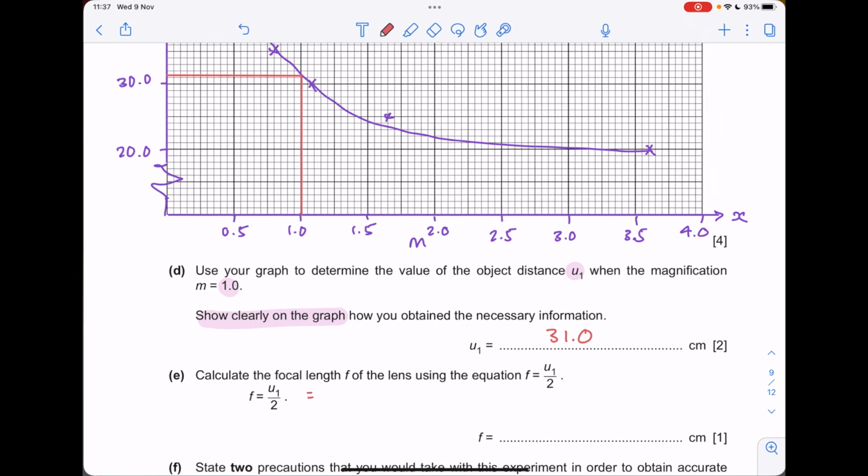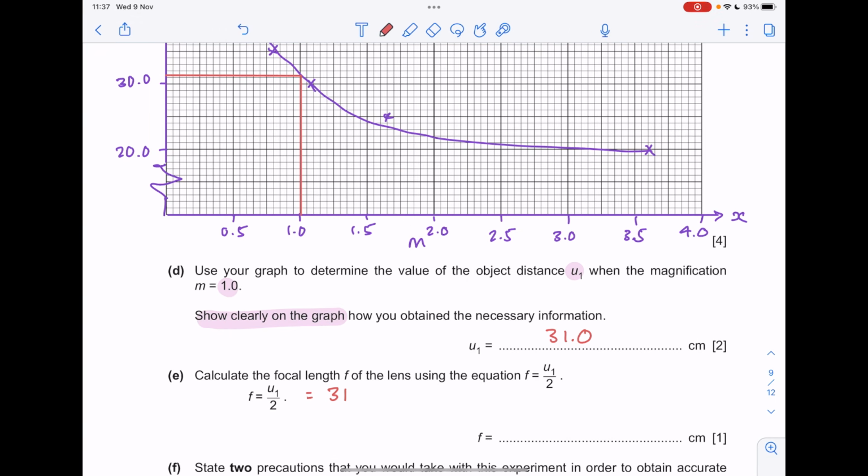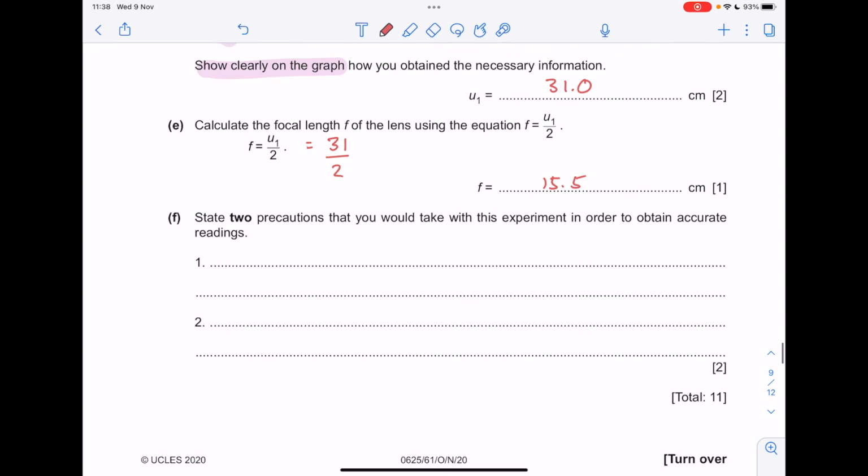So u1 was 31. We divide it by 2 to get a value of 15.5. Remember, everyone draws their graphs slightly differently, so there is some range here in terms of the answers they'll accept.